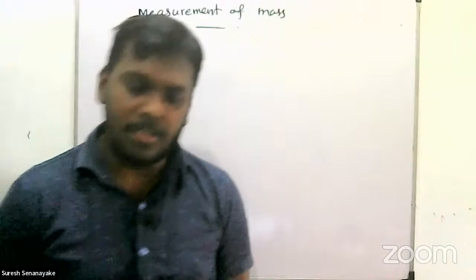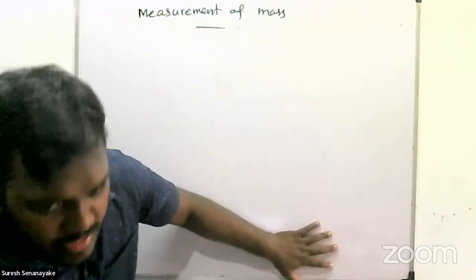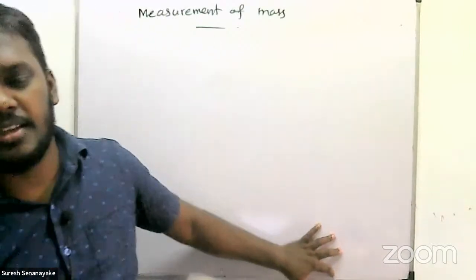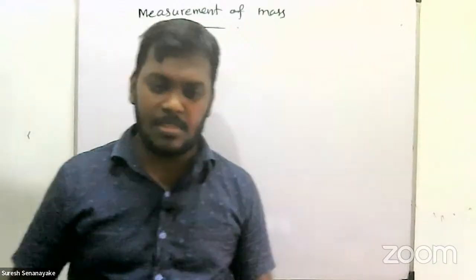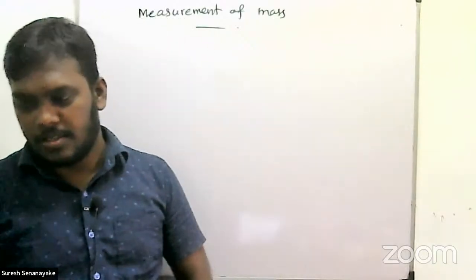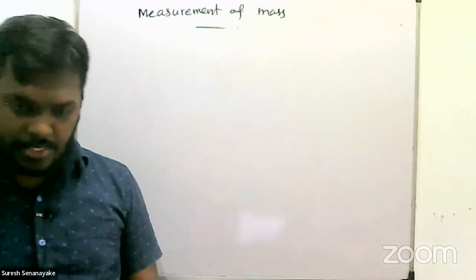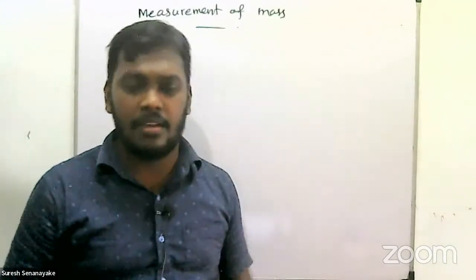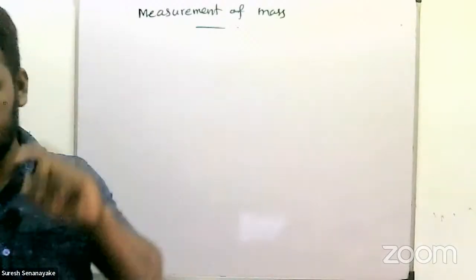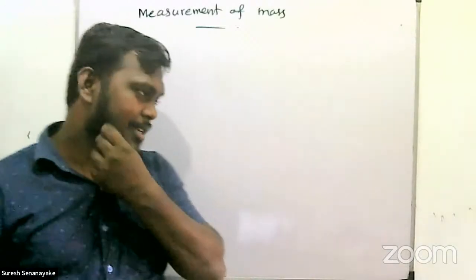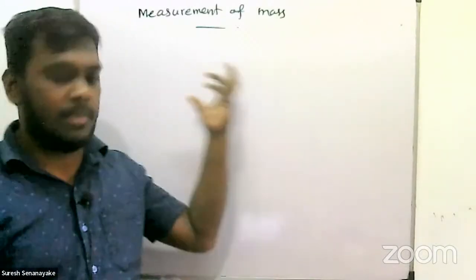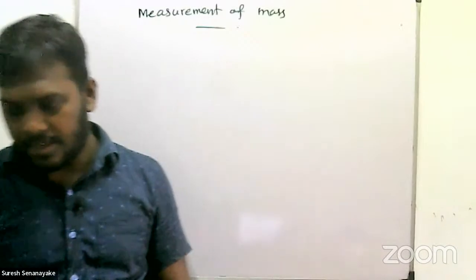Basically there are two types of balances, spring balances and lever balances. We use the lever principle and the spring principle to measure mass. That's basically what we need to know. First we may write some introduction and then come to the instrument part. So try to give some introduction regarding mass.